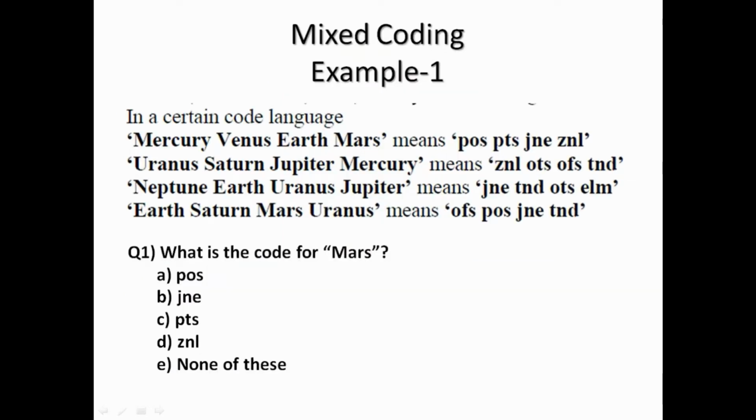See, so mixed coding, first example. In a certain code language, Mercury, Venus, Earth, Mars is written as POS, PTS, JNE, ZNL. So how to take the codes? First one, second one, third one, respective codes for respective words, right? No, that model is already over, right?